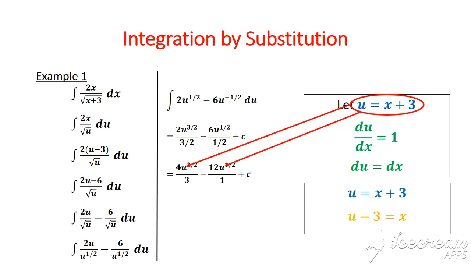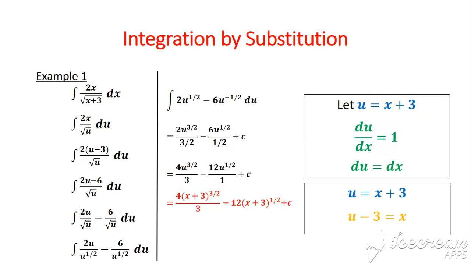Finally, we can go back and replace u's with x plus 3, and write our final answer down as 4 bracket x plus 3 to the power of 3 halves, divided by 3, minus 12 times x plus 3 to the power of a half, plus our constant c. And if you want to tidy that up in exponent surd form, you'd simplify it down to this.